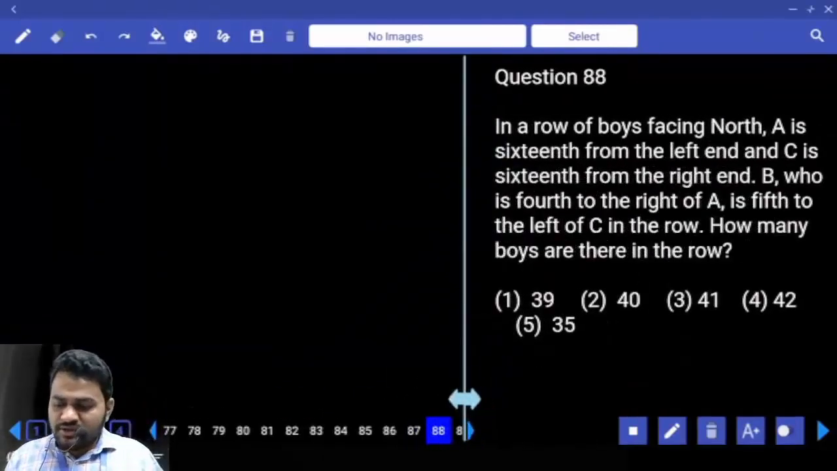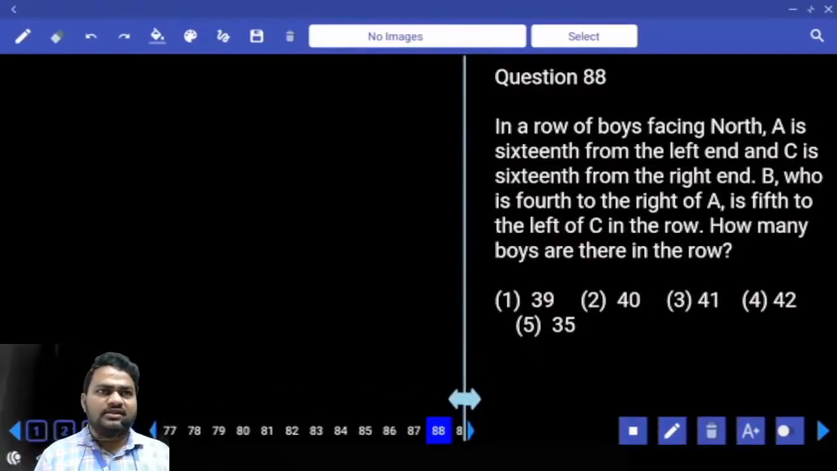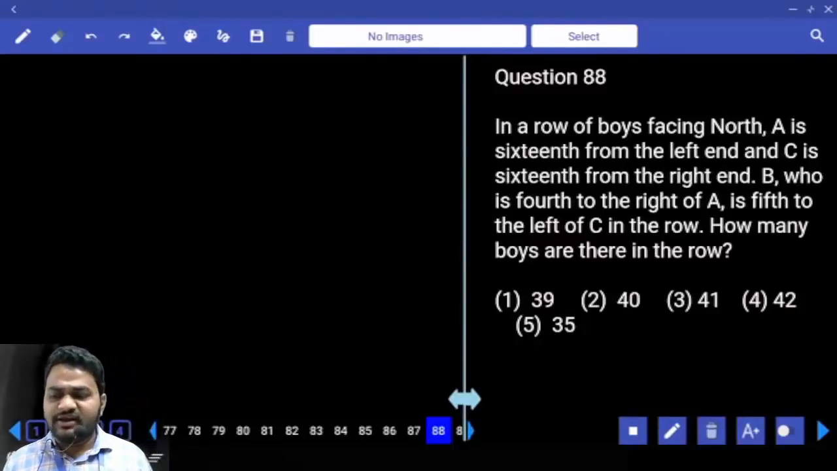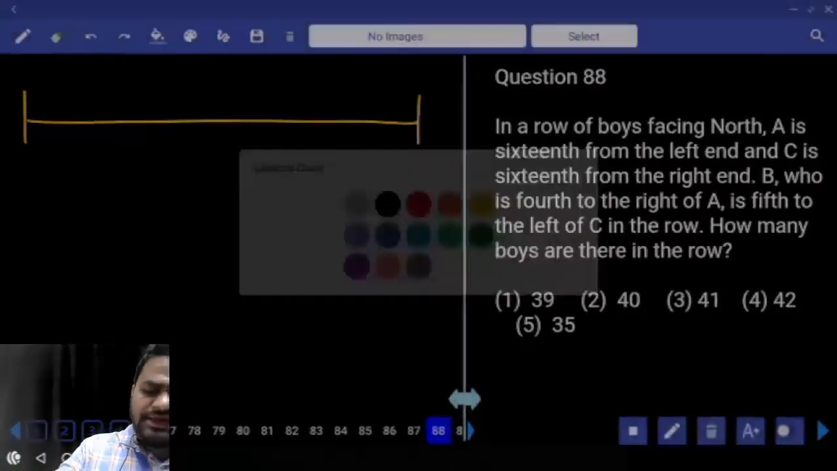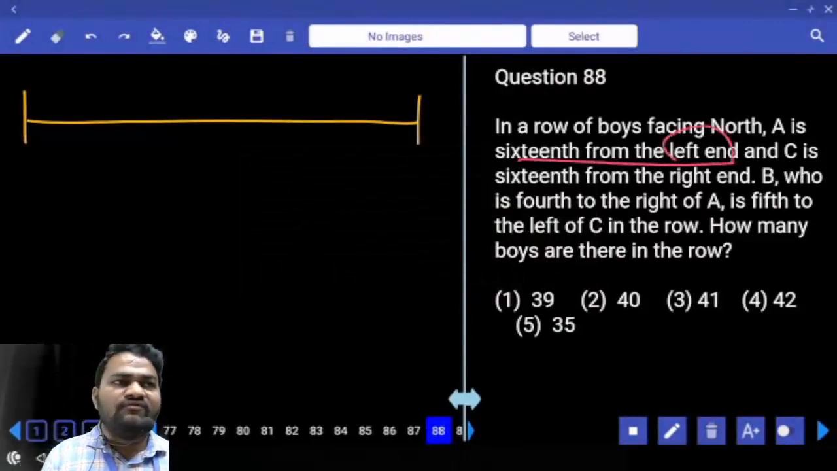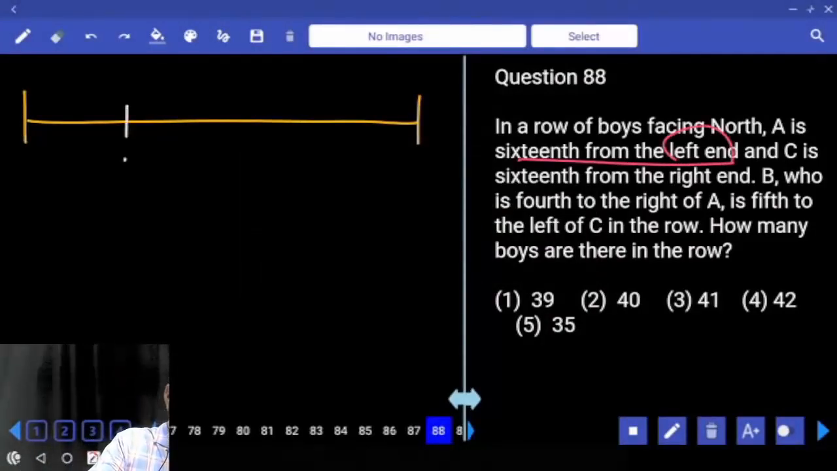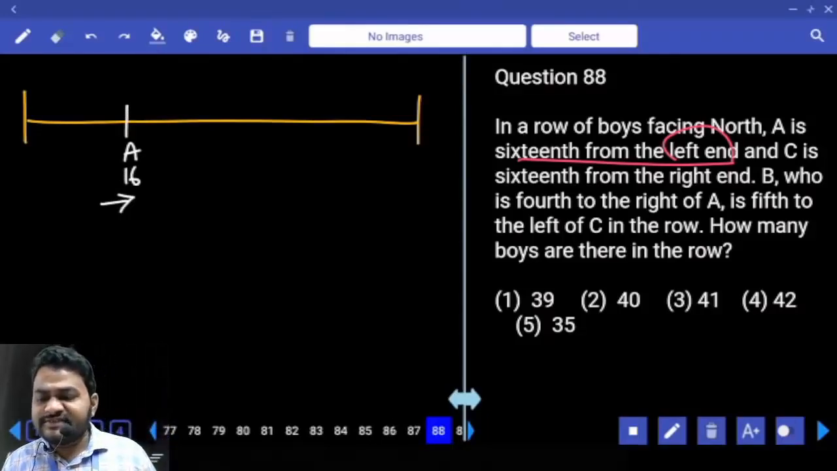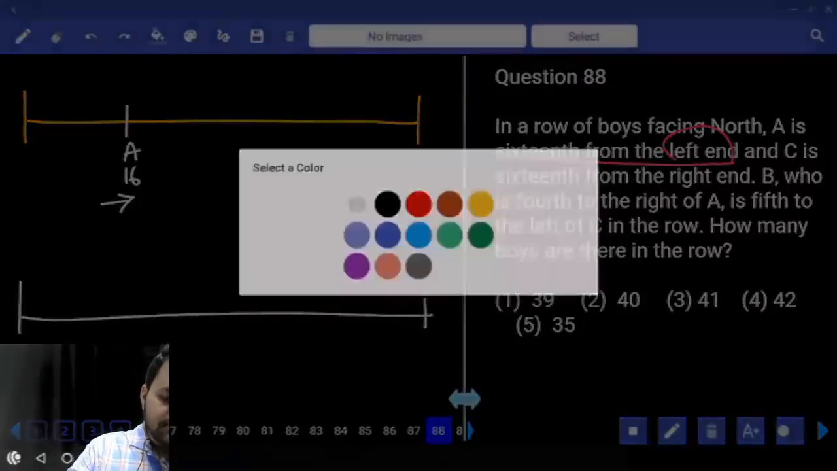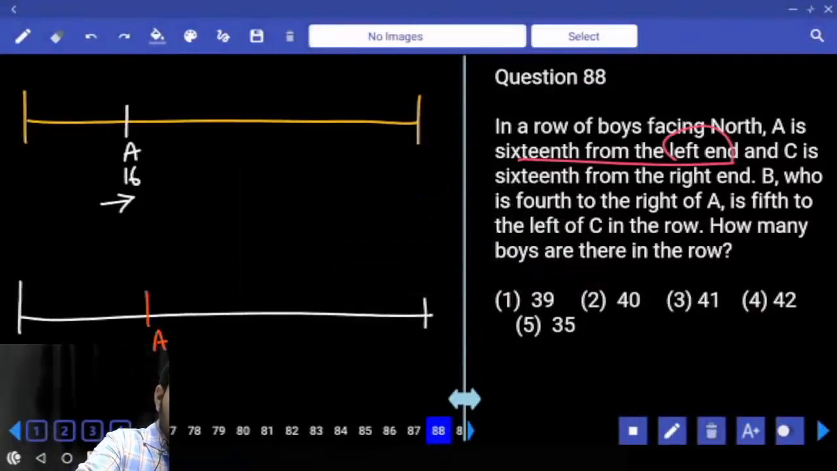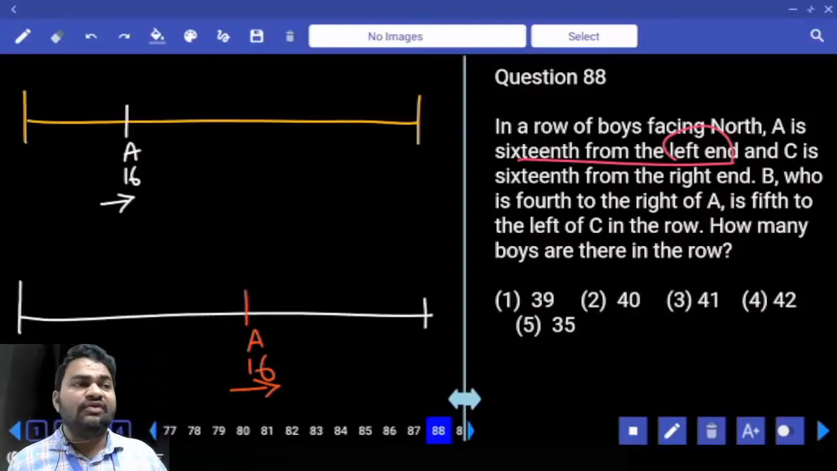Next, in a row of boys facing north, in a row we have boys and they are facing north as well. A is 16th from left end. For example, here we have a row and it is clear that A is 16th from left end. For example, A is here, A is 16th from left end and C is 16th from right end. If I want to write C, I have two possibilities.